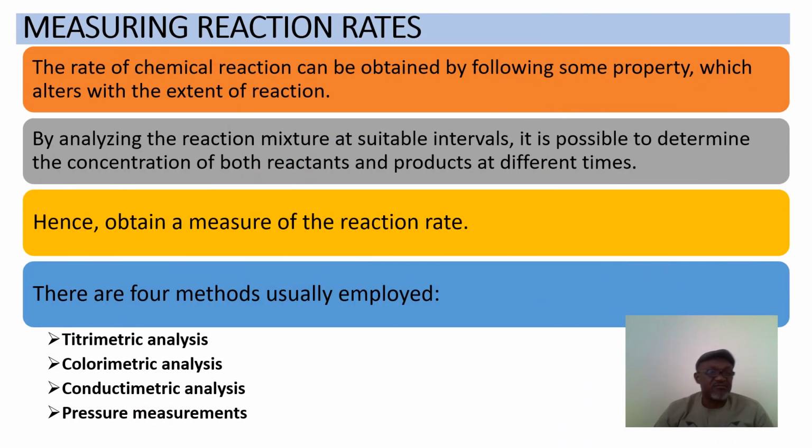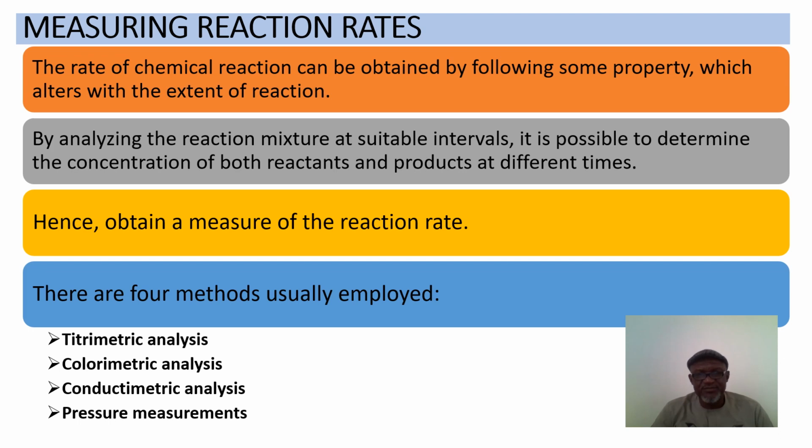Now, measuring reaction rate. We can measure the rate of reaction in the course of any reaction. The rate of a chemical reaction can be obtained by following some property which alters with the extent of reaction or with the rate of reaction. That property can be concentration, it can be color, it can be any particular property we're interested in that changes. For instance, the color can change from light blue to deep blue and so on.